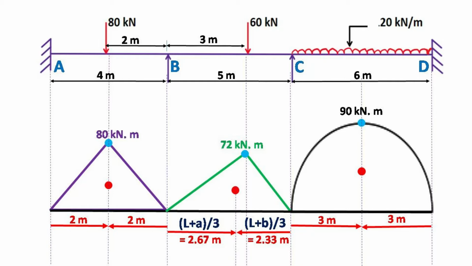So, for this type of figure, we know the centroid lies at a distance of L plus A by 3 from the left support and L plus B by 3 from its right support. Finally, for span CD, the centroid lies at a distance of half its span from either side, as the figure is again symmetric. The values of the centroid are plotted on the figure shown separately from both ends. This is the end of step 4.